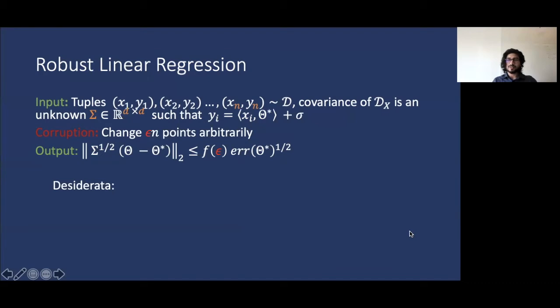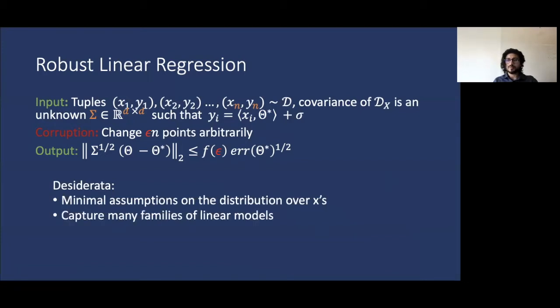So given the setup, let me mention some key points that we would want from our modeling assumptions. We would like to make the minimal possible assumptions on the distribution over the x's. We would also like to capture a large class of linear models, including ones where the noise is independent or correlated or arbitrary and so on. And we would want to get the best function of epsilon here to make sure that we converge to the true hyperplane as quickly as possible.